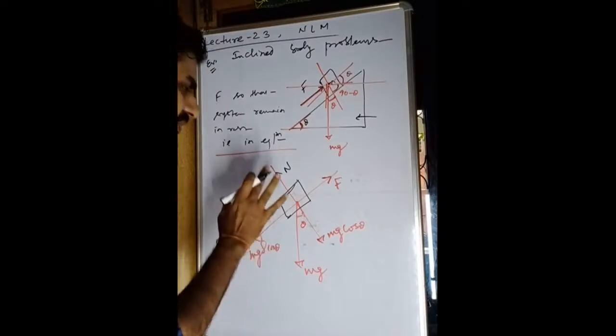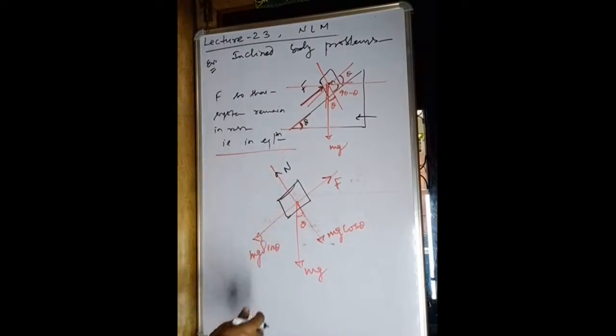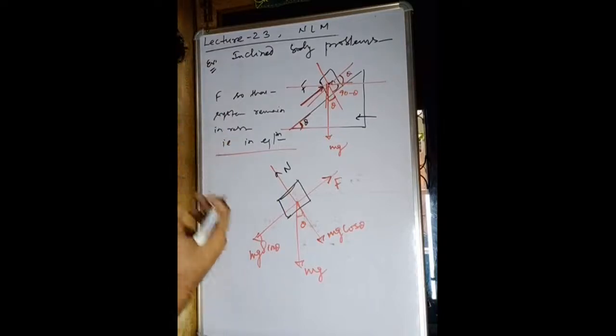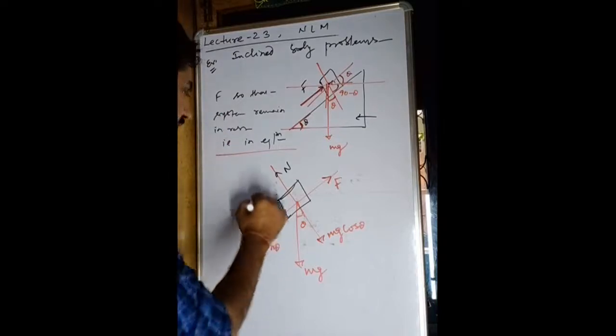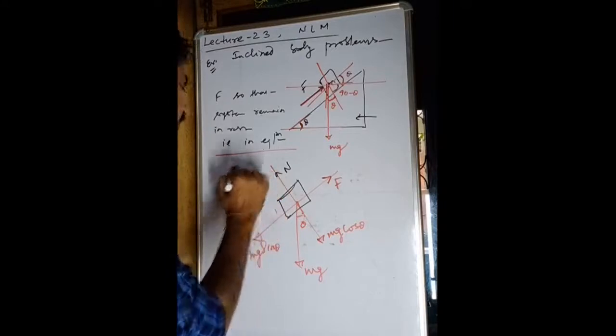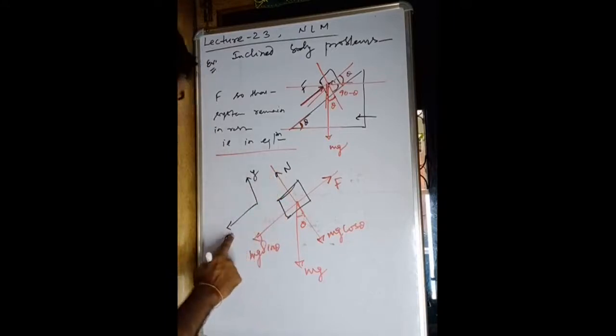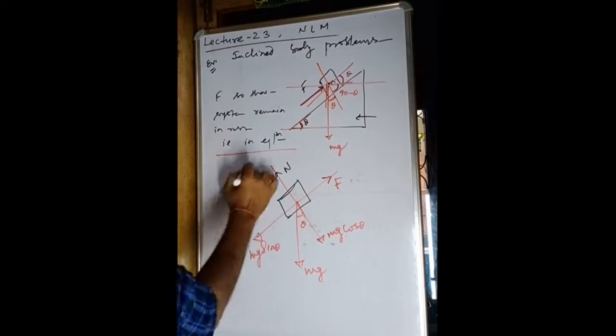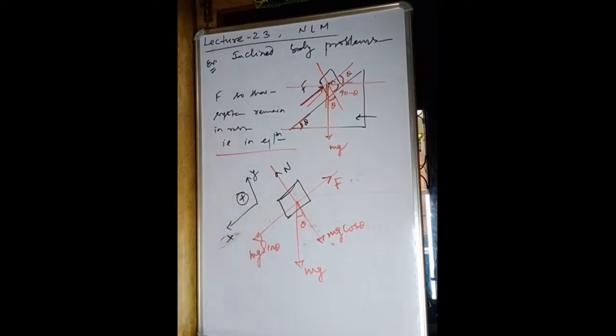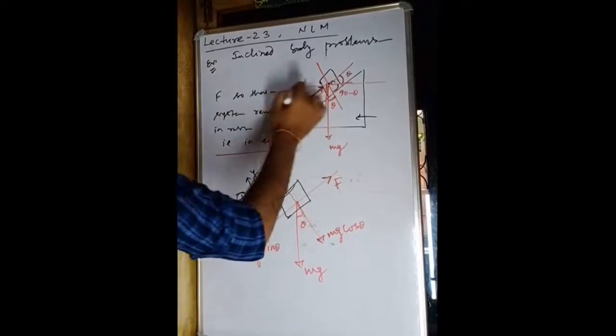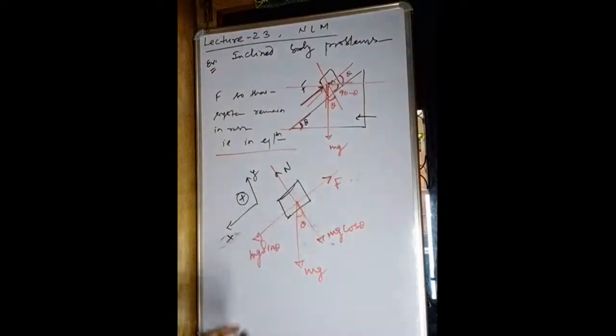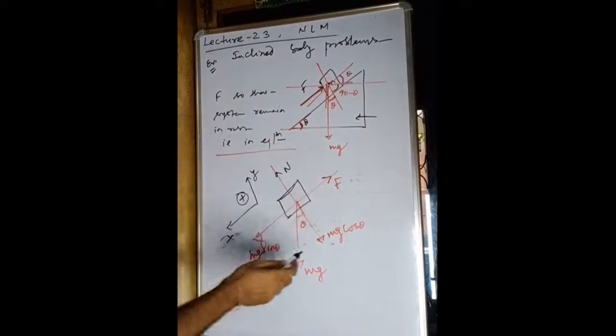Now, if this system is in equilibrium, what will happen? The net force will be zero along the two axes. Now, our next aim is to find the axes. To decide the axes, let me decide over the inclined plane only. This is the x-axis, this is the y-axis, and these two axes will be considered positive. Remember, this x-axis is parallel to the plane, and the y-axis is perpendicular to the plane.